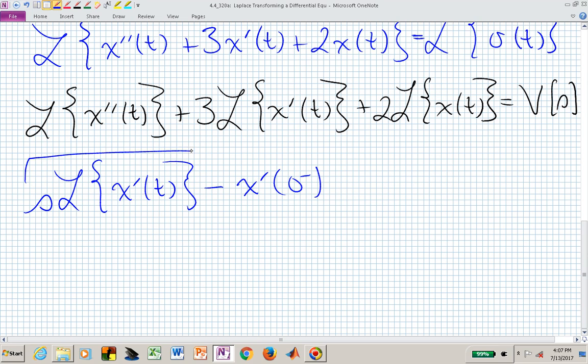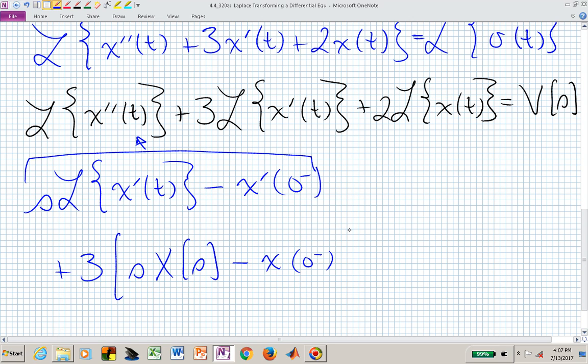This now is all coming from that. Then we have plus 3 times the Laplace transform of x prime, but that's just applying the formula that we just derived. That's s times the Laplace transform of x of t, which is capital X of s, minus x at time 0 minus, plus 2 times capital X of s, that's scaling the Laplace transform of x of t by a factor of 2, is equal to capital V of s.